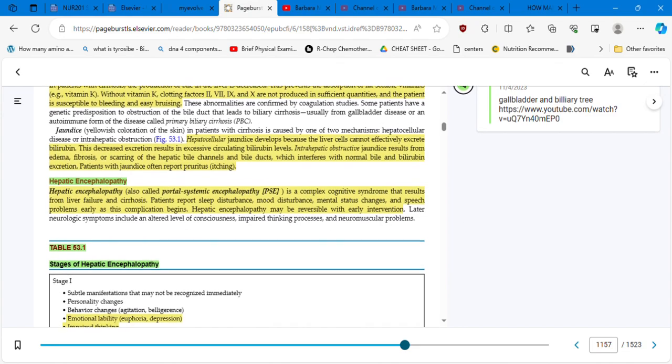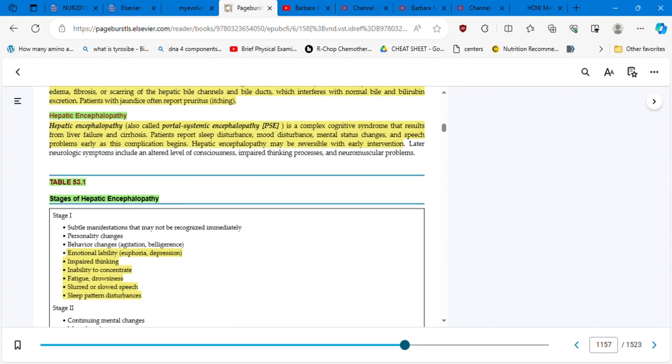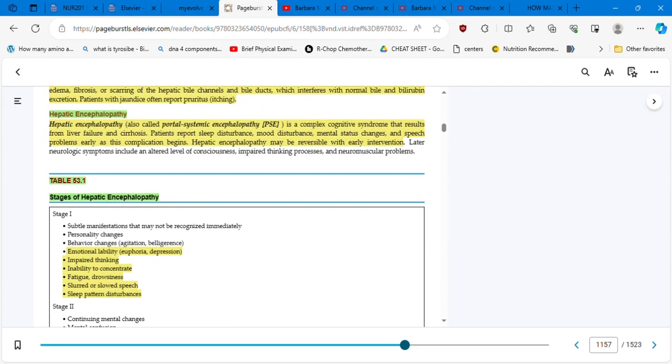Hepatic encephalopathy, also called portal systemic encephalopathy, is a complex cognitive syndrome that results from liver failure and cirrhosis. Patients report sleep disturbance, mood disturbance, mental status change, and speech problems early when this complication begins. Hepatic encephalopathy may be reversible with early intervention.